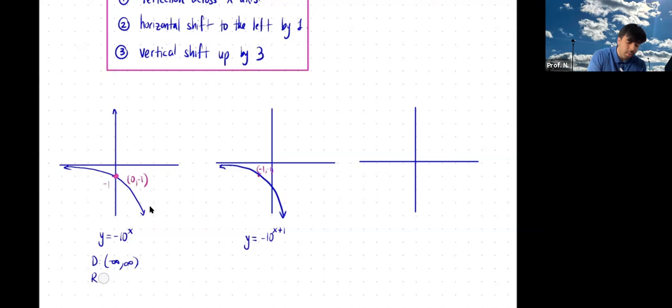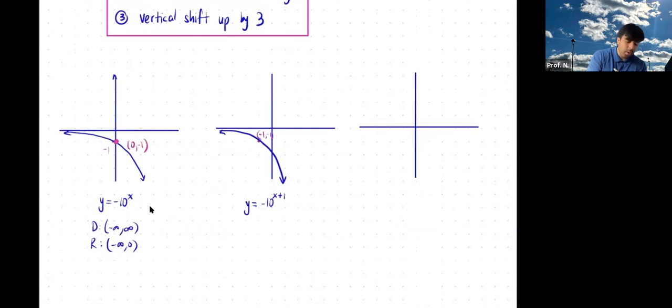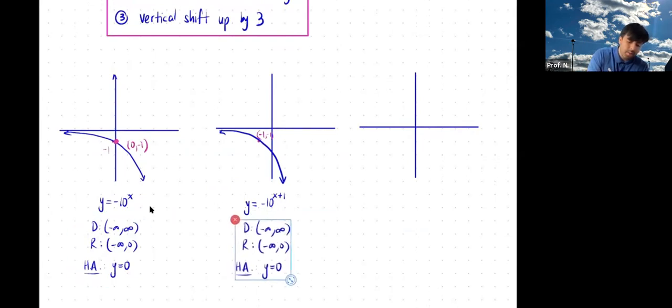Well, actually, no. What happens to the range? What happens to the y values here? Since all the y values now have become negative, this is 0. Actually, no. This is -infinity to 0. That's my range. The range has changed. Has the horizontal asymptote changed? No, it hasn't. It's still going to be y equals 0. When I shifted this over to the left by 1, did I change anything here? It actually hasn't. That has stayed identical.